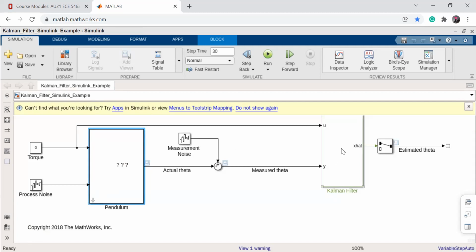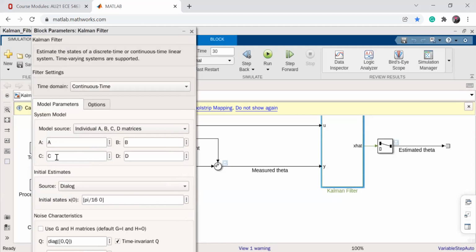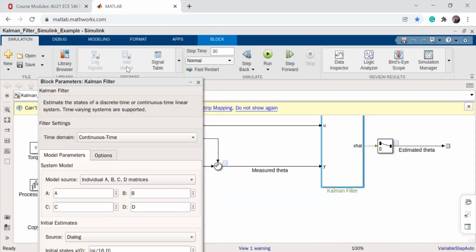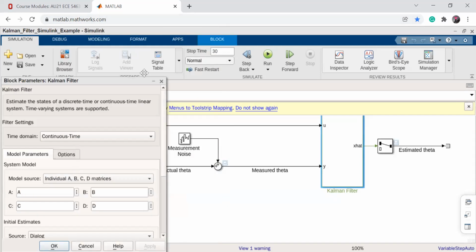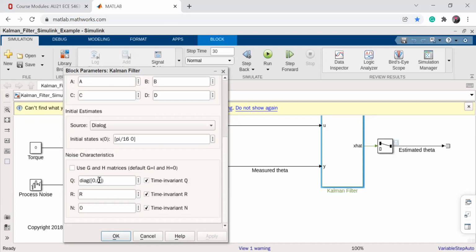And here is your Kalman filter. If you double click on this, you'll see all of this process from the lecture. You have the A, B, C, D matrices, your initial state, and here is your process noise. At the bottom here, you introduce a diagonal, so you have covariances on the diagonal. You introduce your R, which is for measurement noise.